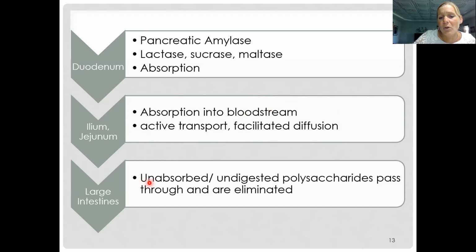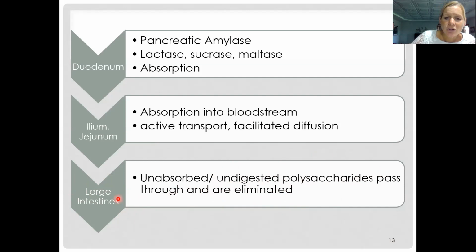Any unabsorbed or undigested polysaccharides or carbohydrates will pass through the large intestines and be eliminated. Again, if I'm consuming some sort of fiber, for example, I gave the example that I had some spinach salad and some pasta salad for lunch today. A fair amount of fiber is found in spinach and potentially in the pasta salad, depending on what type of noodles I had, if I had whole wheat noodles. But that fiber and probably some of those undigested polysaccharides will pass on to the large intestines.